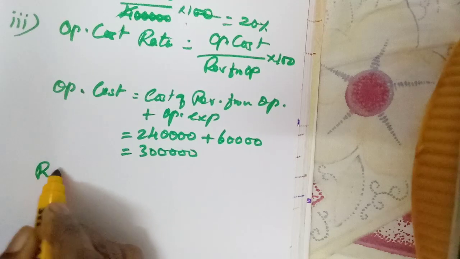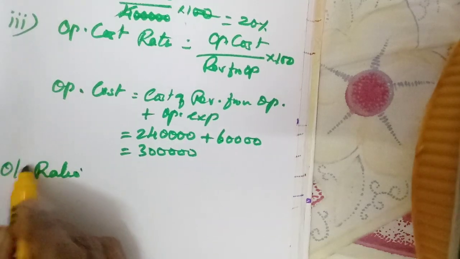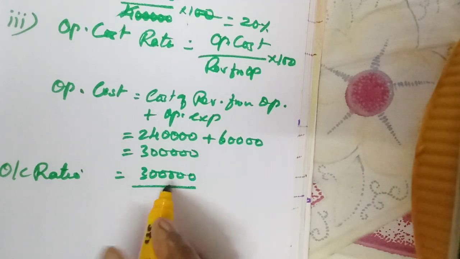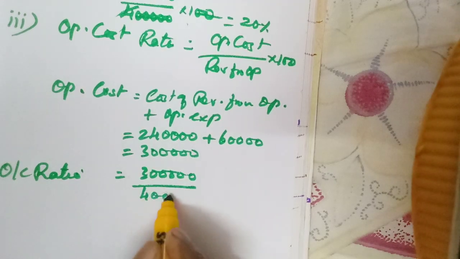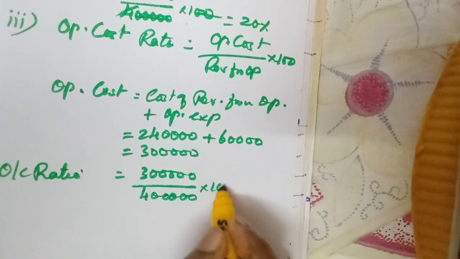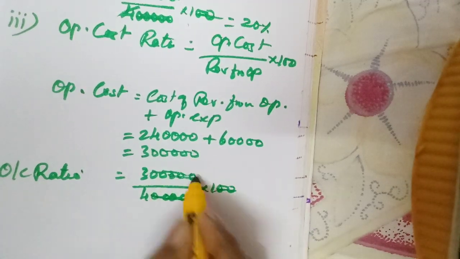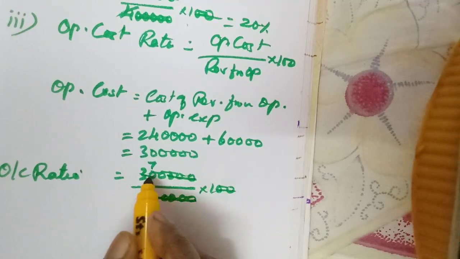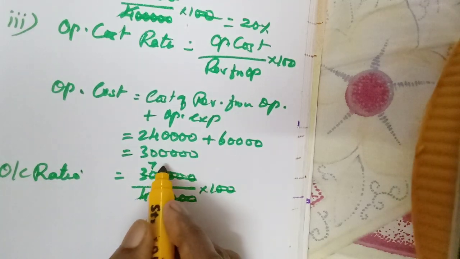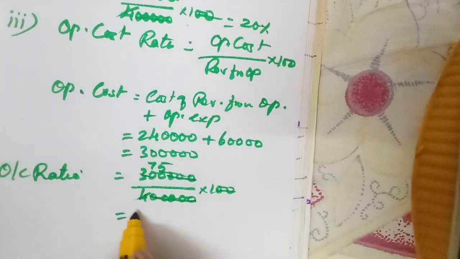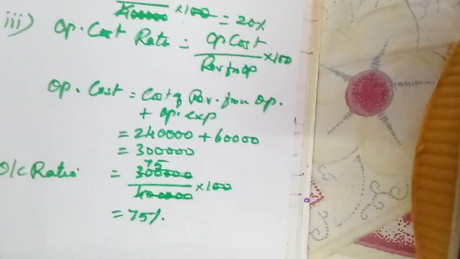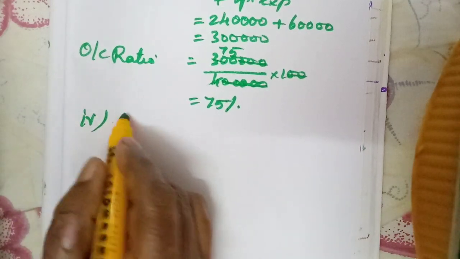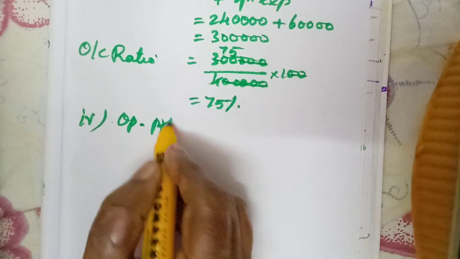So the operating cost ratio is 3 lakh divided by revenue from operation 4 lakh into 100. 50, 4, 7 4s are 28, balance 25. So 75%.